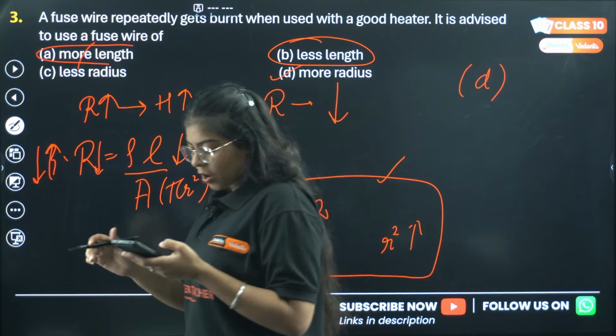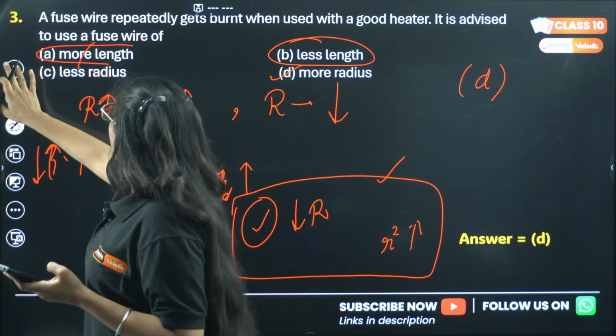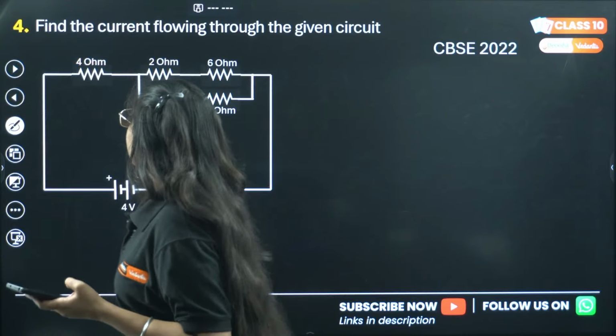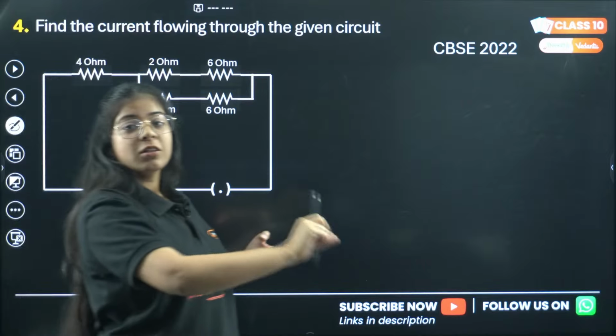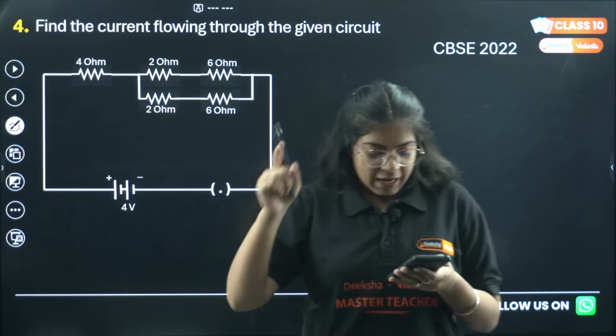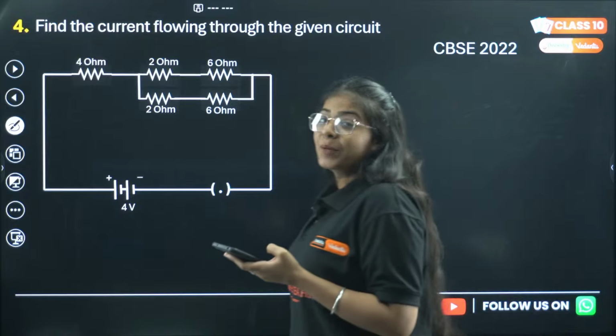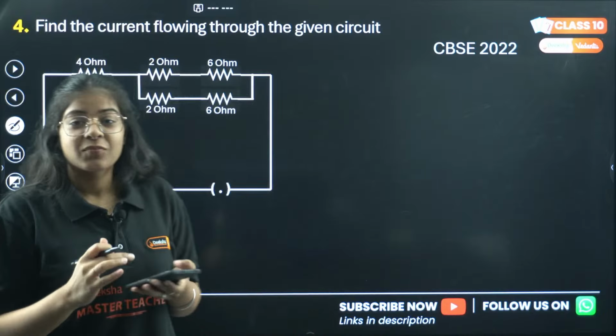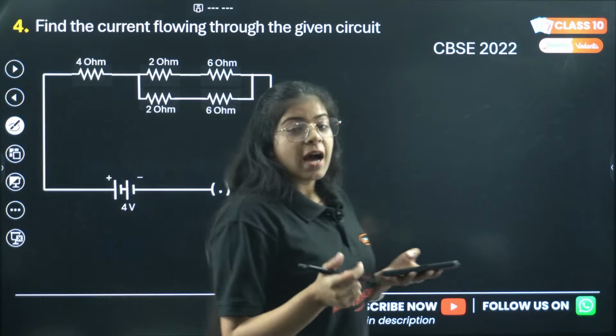Okay, let's move on to the next question. This is a question that requires pen and paper. Find the current flowing through the given circuit. Now I want you to solve this. I also put a video on how to solve circuit diagrams. If you haven't watched it, please watch it. Okay, I'm waiting for your answers.